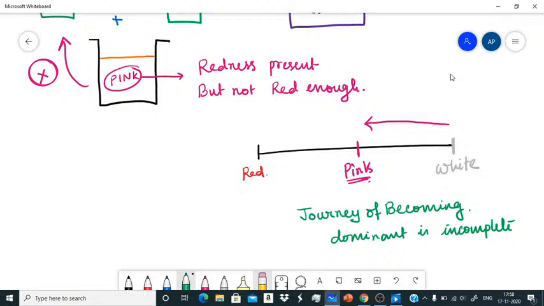Are we clear with this idea of bucket hypothesis or bucket theory or bucket analogy? Right. Now, over here, try to appreciate another thing. What happens over here? The color is intermediate between red and white. So this kind of inheritance pattern is also known as intermediate expression of gene.